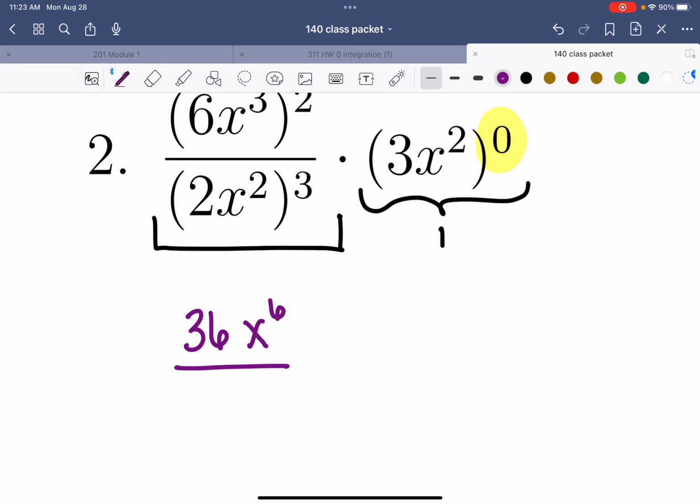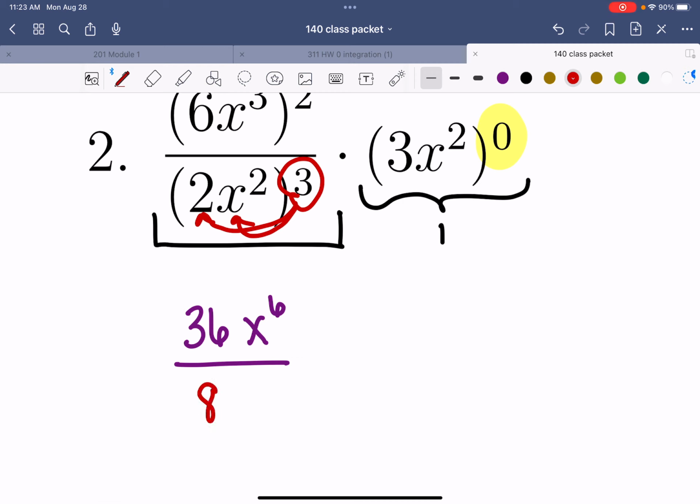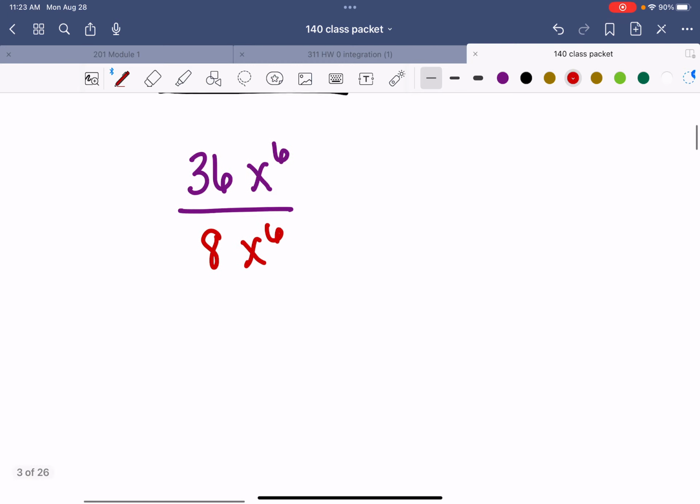On the bottom, same kind of thing. This 3 has to get applied to the 2 and to the x squared. If we take 2 cubed, that's going to be 8. And x squared cubed is 2 times 3, which gives me x to the 6th. Now, let's see what's going on next.